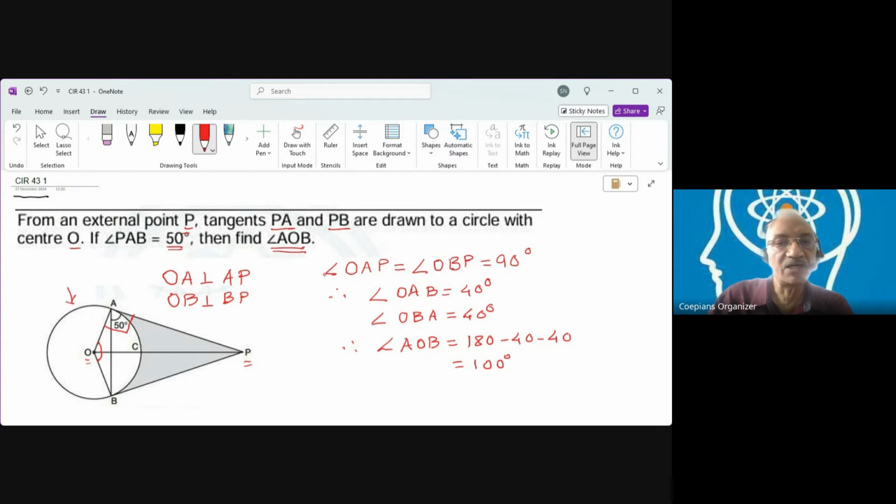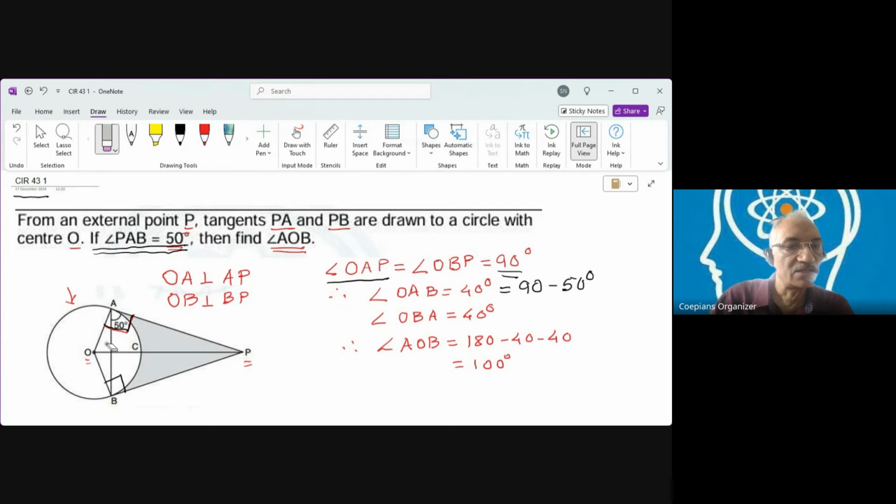So what I have written here is that angle OAP, which is drawn here, equals angle OBP, which is drawn here. That particular angle is 90 degrees. So naturally, the smaller angle shown here, angle OAB, will be 40 degrees, which is 90 minus 50 degrees, because we are given that the angle PAB is 50 degrees.